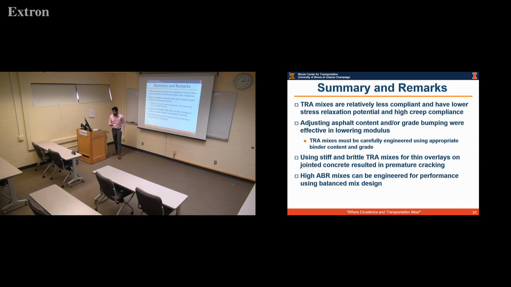And high ABR mixes can be engineered if we can use the balanced mix design approach, which can tell us whether this mix can suffer from premature cracking or rutting issues.